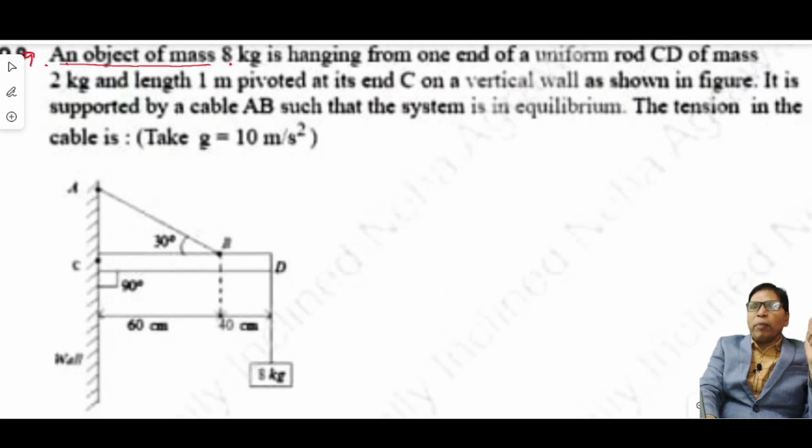An object of mass 8 kg is hanging from one end of a uniform rod CD of mass 2 kg and length 1 meter, pivoted at the point C on a vertical wall shown in the figure. Look at this, this is the vertical wall shown in the figure. It is supported by a cable AB such that the system is in equilibrium. The tension in the cable is.